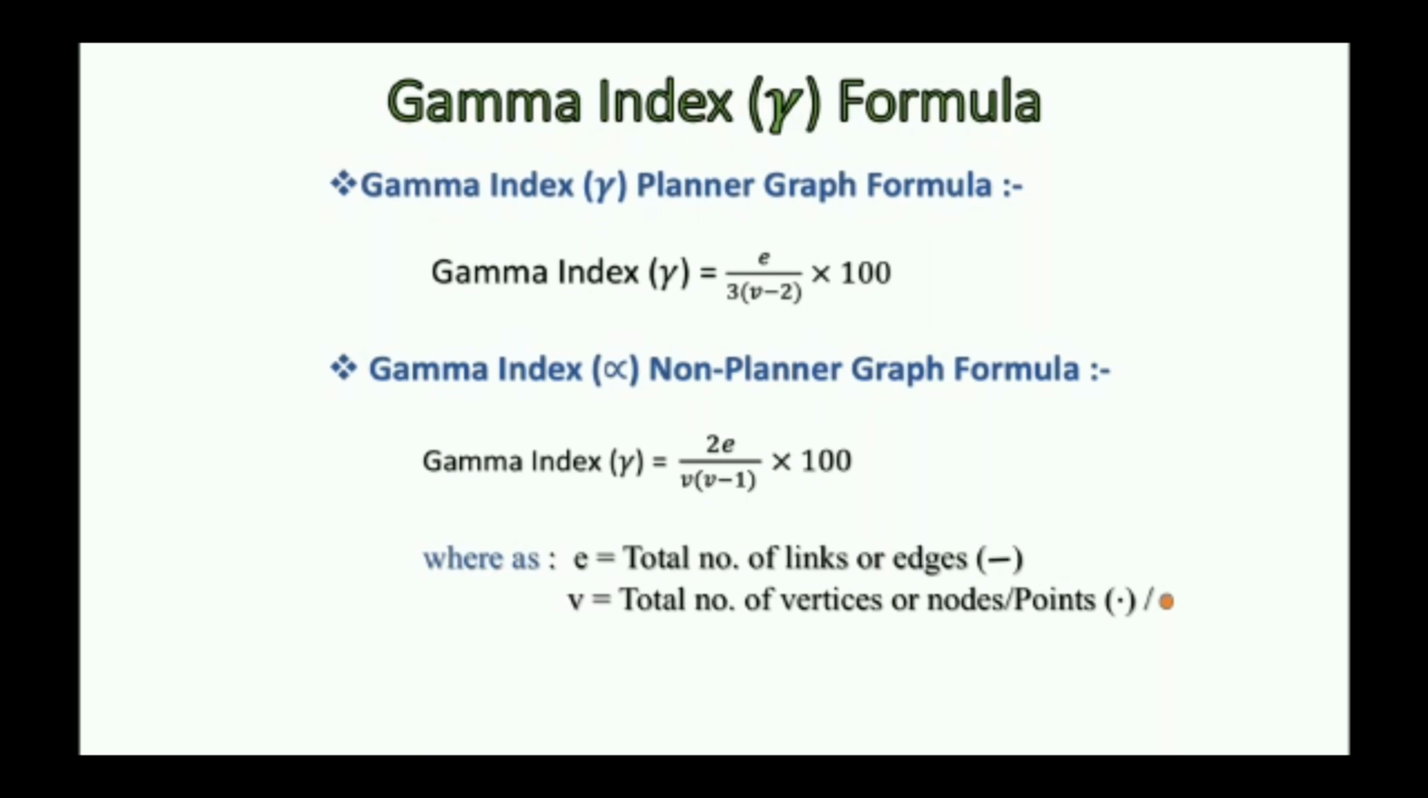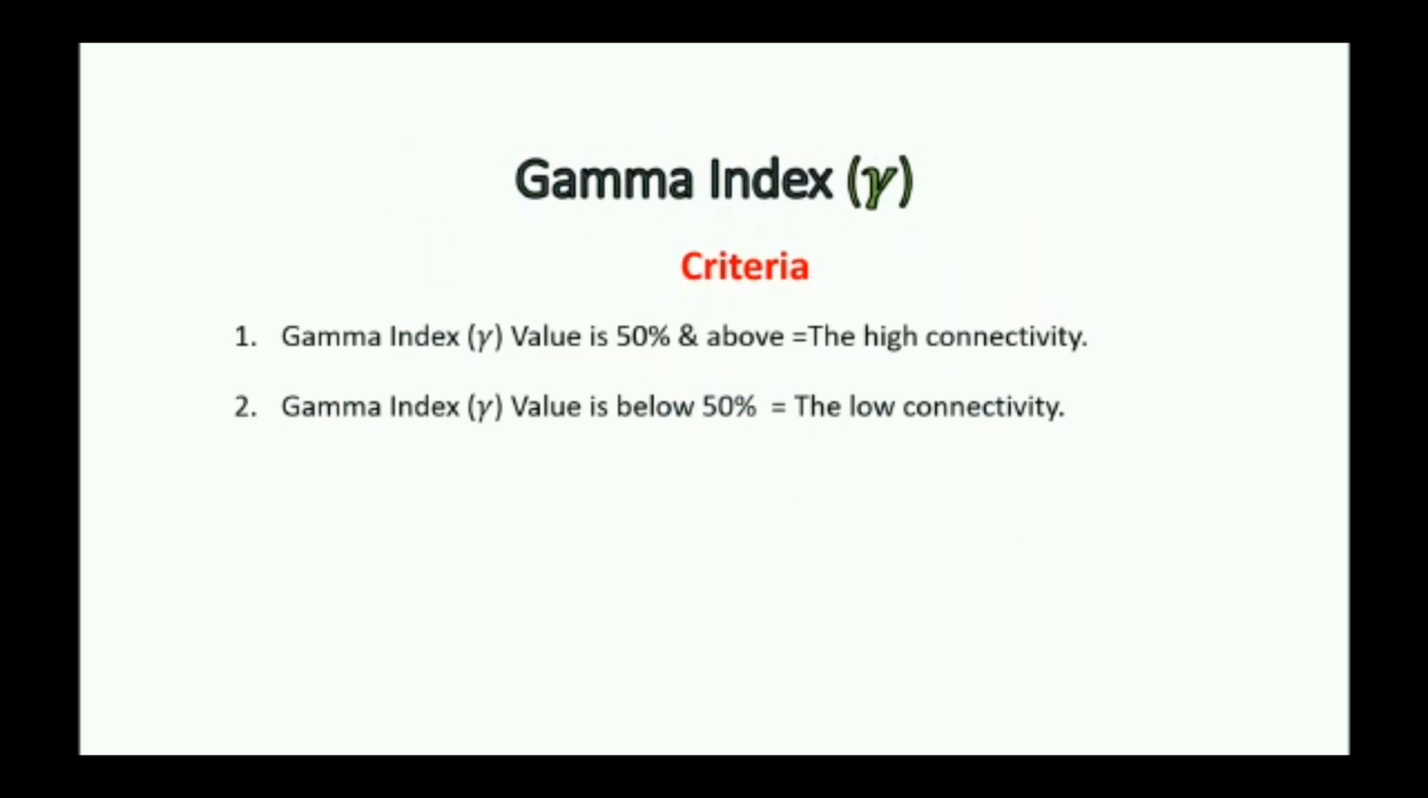The numerical range for the gamma index is between 0 and 1. This measure may be written in the form of percentage and would range from 0 to 100. There is a criteria for gamma index value. The criteria is, if the gamma index value is 50% and above, it shows high connectivity, and if the gamma index value is below 50%, it indicates low connectivity.